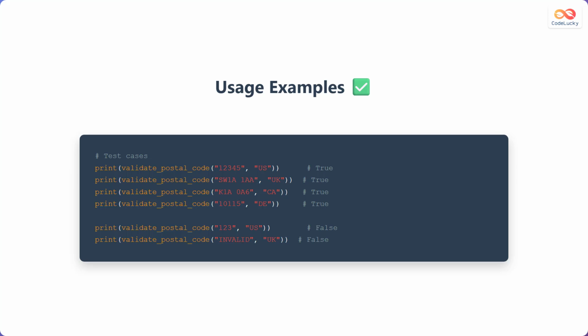Here are some examples of how to use the validate_postal_code function. If we test cases for the US, UK, Canada and Germany postal codes, these should return a result of true. If we test the function with invalid postal codes, the function returns a result of false.